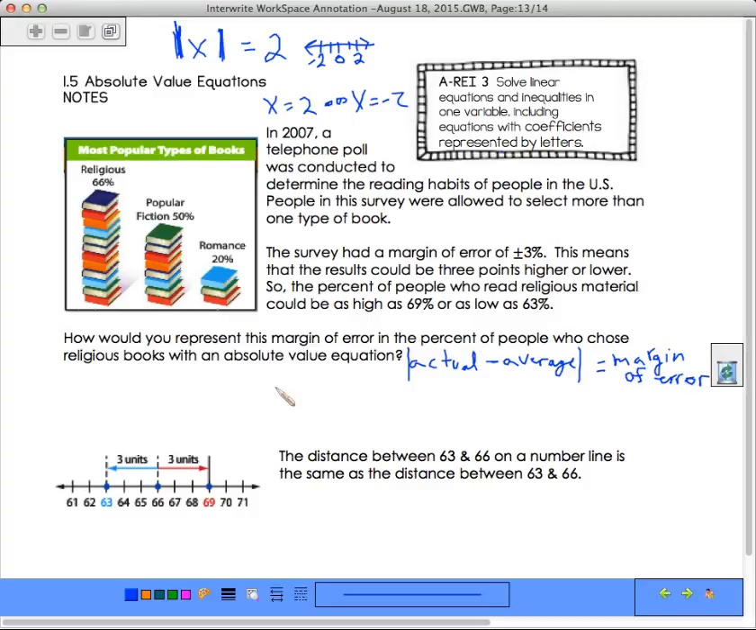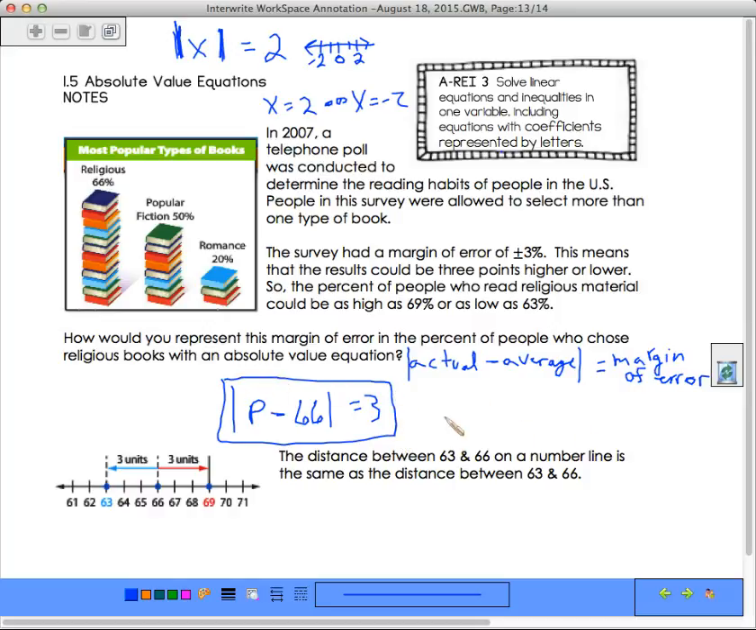All right, so in this case, we're going to have the absolute value of the actual value, which is usually what we're looking for. We don't know what the percent is, so we'll just call it P. Minus the average, we know the average, that was the 66, is equal to our margin of error. So in this case, it's 3. Okay, so there's our equation.